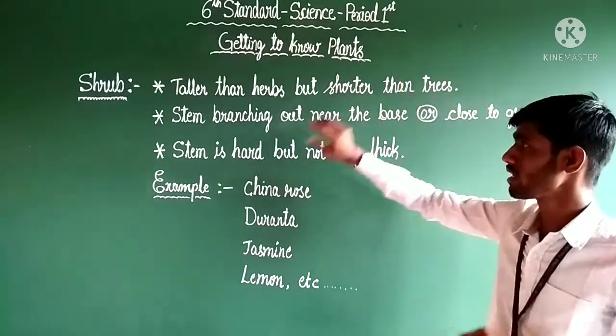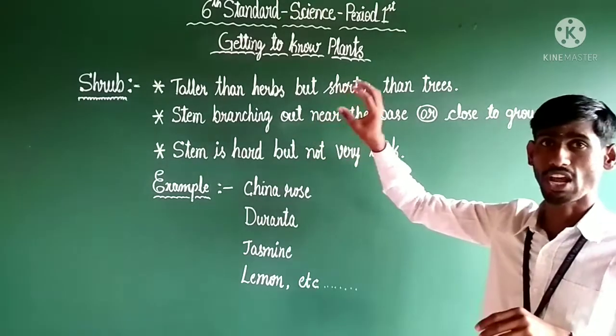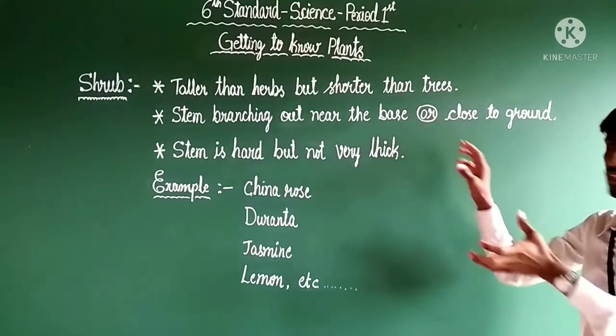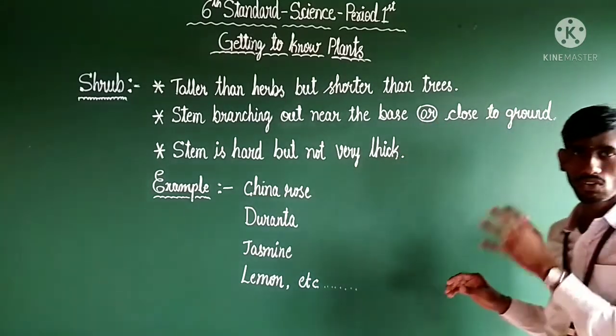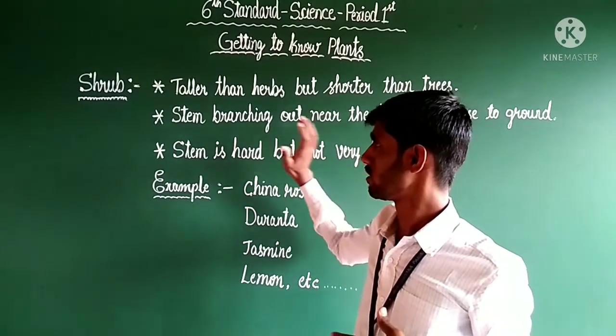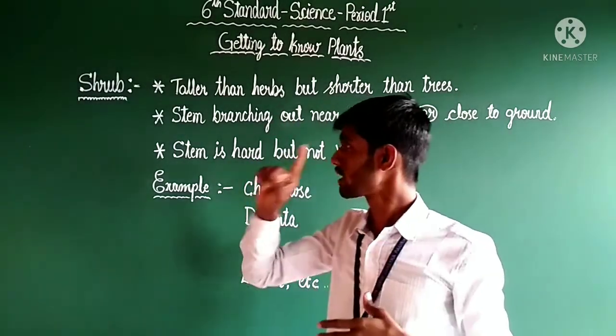It means in between, and also the branches of the herbs near the base. It means close to the ground. Okay, very near to the ground. This is the very important characteristic. Okay, let us know about trees.